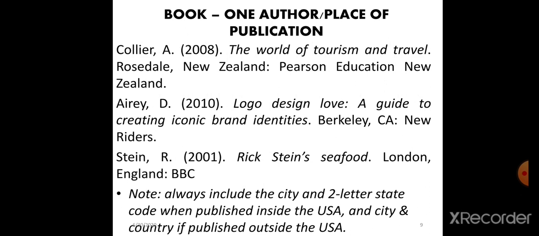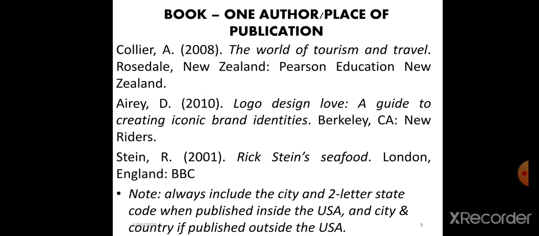For instance, an example is given: Collier, comma, then the initial A capital, full stop, then the year in brackets, and right after the bracket, full stop, and then you can see the title of the book. Only the first letter is capital. The World of Tourism and Travel is the title, and a full stop is there. Then we can see where: city name, country name, Rosedale, New Zealand, separated with a colon, and then we have the information of the publisher, Pearson Education, New Zealand.